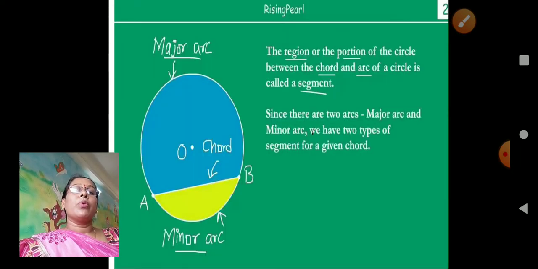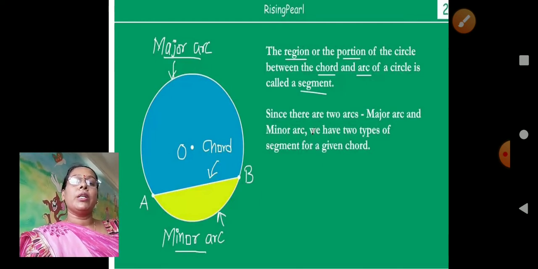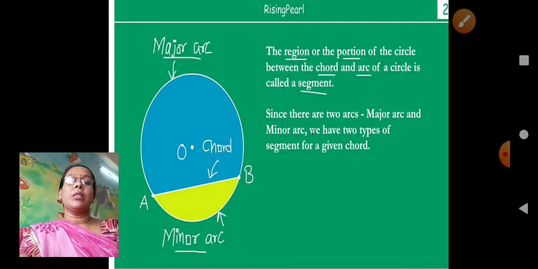The region of the portion of the circle between a chord and an arc of a circle is called a segment. Now the yellowish part is the minor segment, and the bluish part is the major segment of the circle.